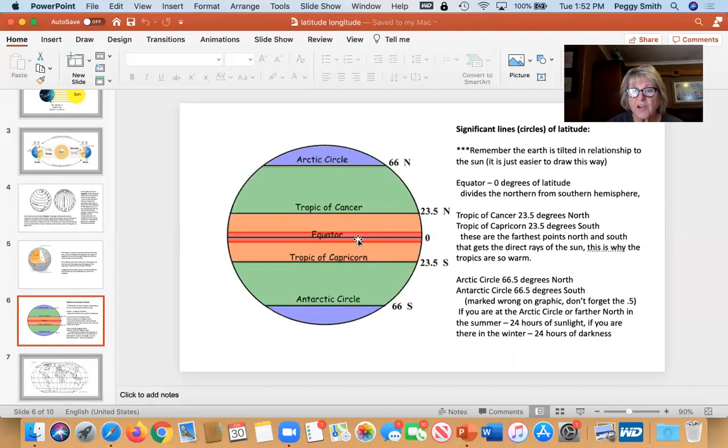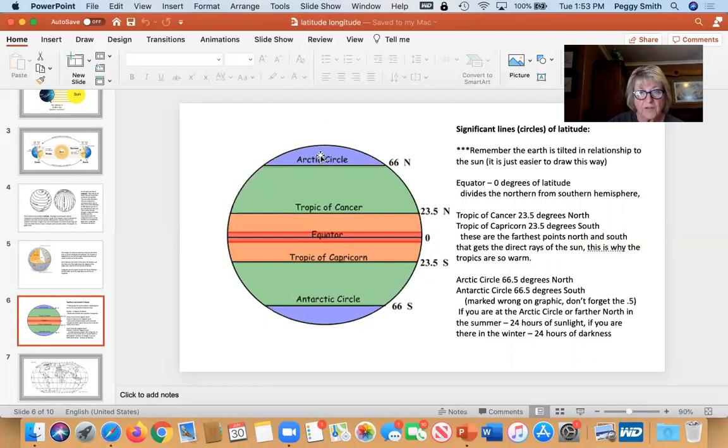Okay, we've got the Arctic Circle and the Antarctic Circle. Now, of course, we have tipped the Earth directly up, so north is going straight up. We know that for a fact it's really tilted on its axis. But if you are at the Arctic Circle or further north in our summertime, you're going to get 24 hours of sunlight.